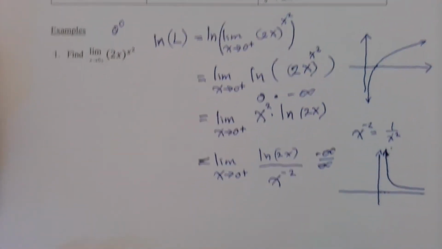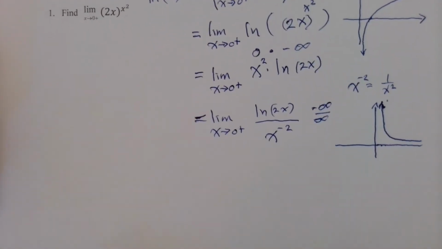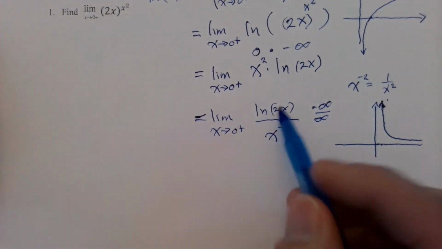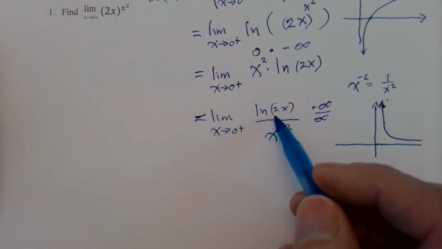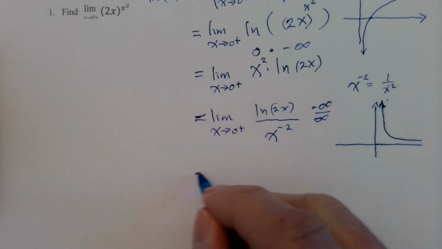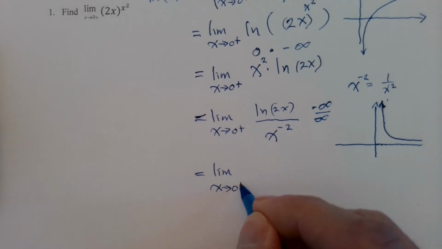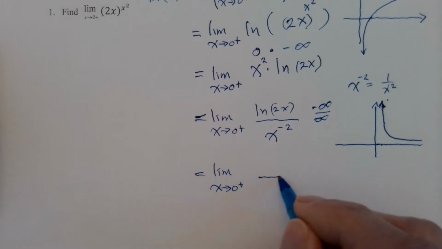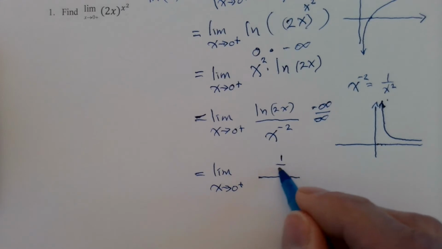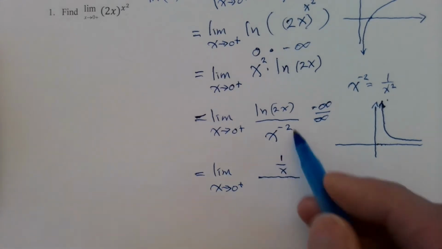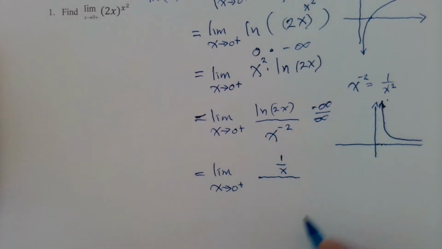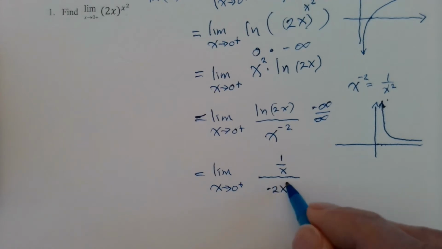So let's take some derivatives. Let's apply L'Hopital's rule. The derivative of natural log 2x is 1 over 2x, but then you have to multiply by 2 because of the chain rule. So you end up with the following derivative in the numerator. It's just 1 over x. And the derivative of x to the negative 2 power is negative 2x to the negative 3 power.